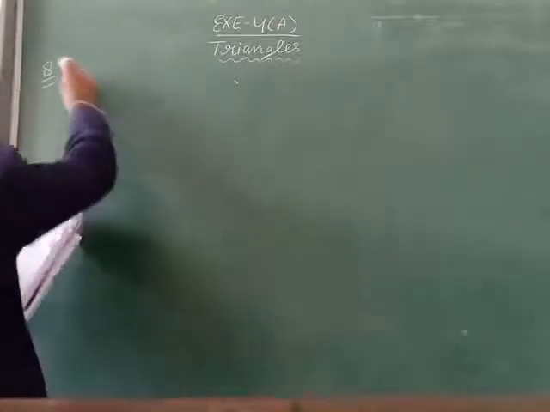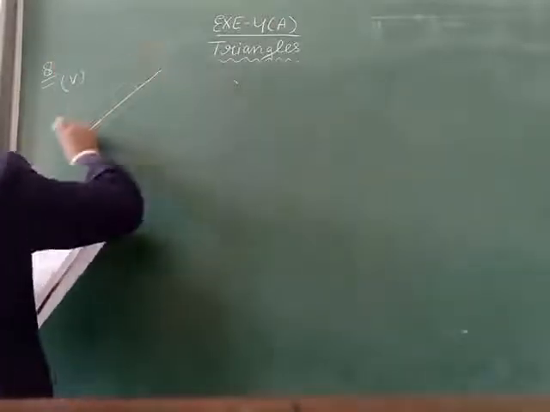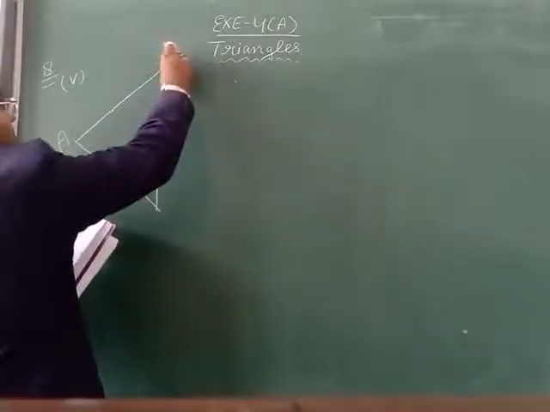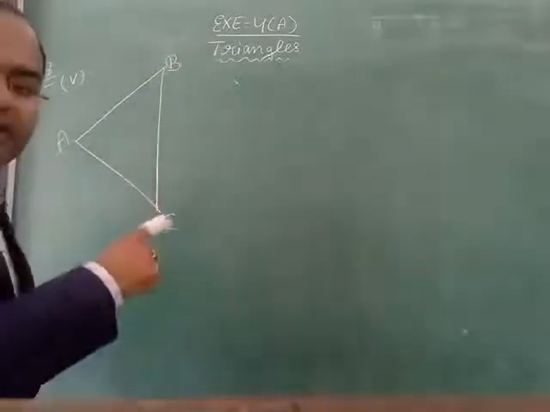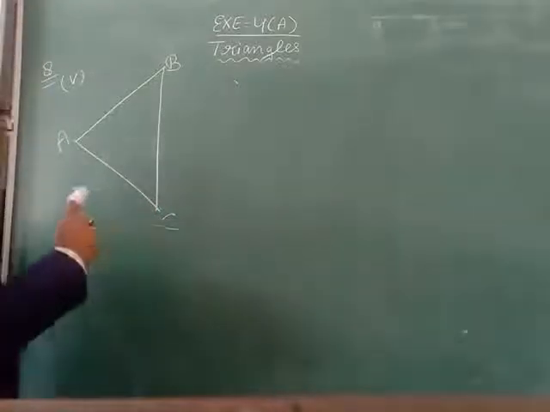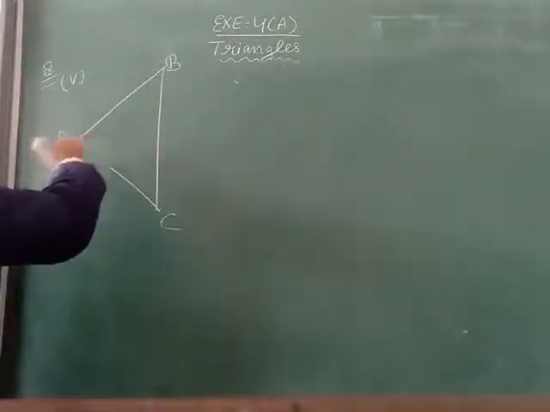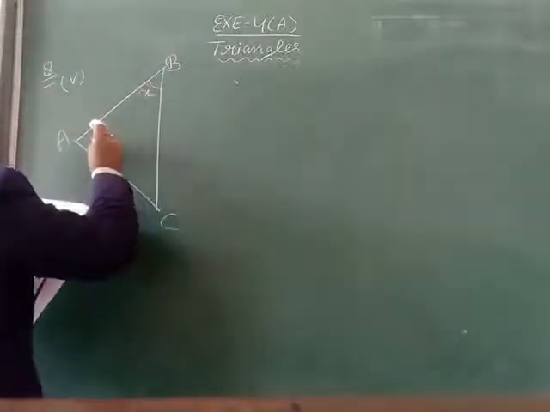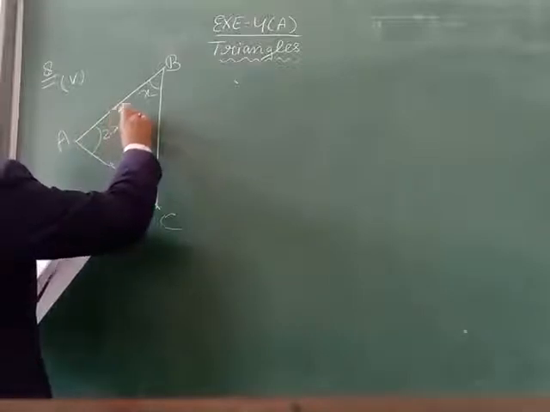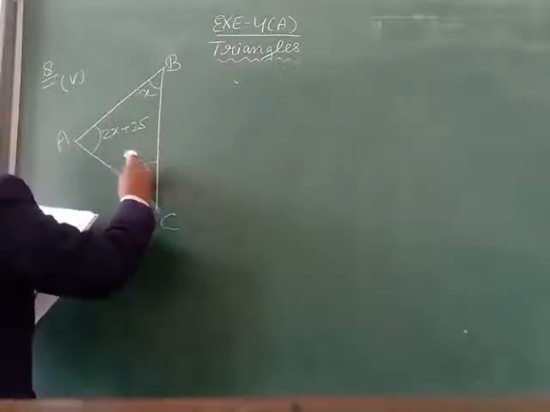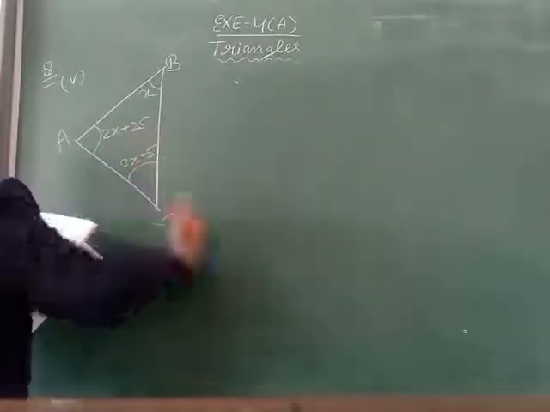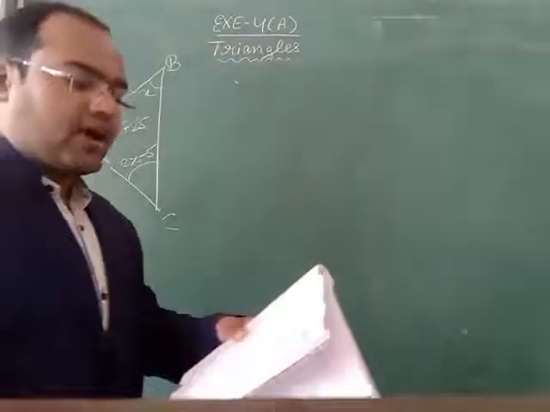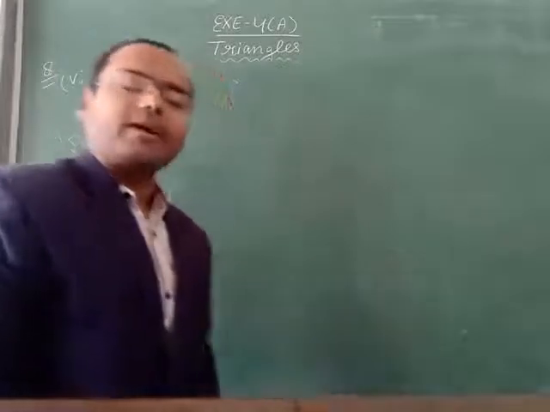Part number 5. A triangle is given. These three alphabets A, B, C are not given in your figure. We will write them ourselves. The triangle name is triangle ABC. Here it is written x. Here it is written 2x plus 25. This angle is 2x minus 5. So these three angles are given. And the heading is find x in each of the following. We have to find x.